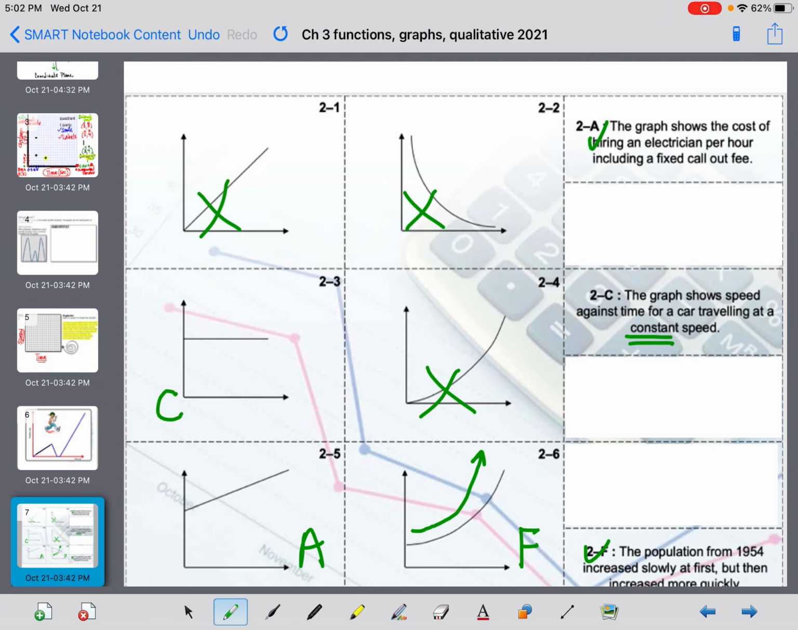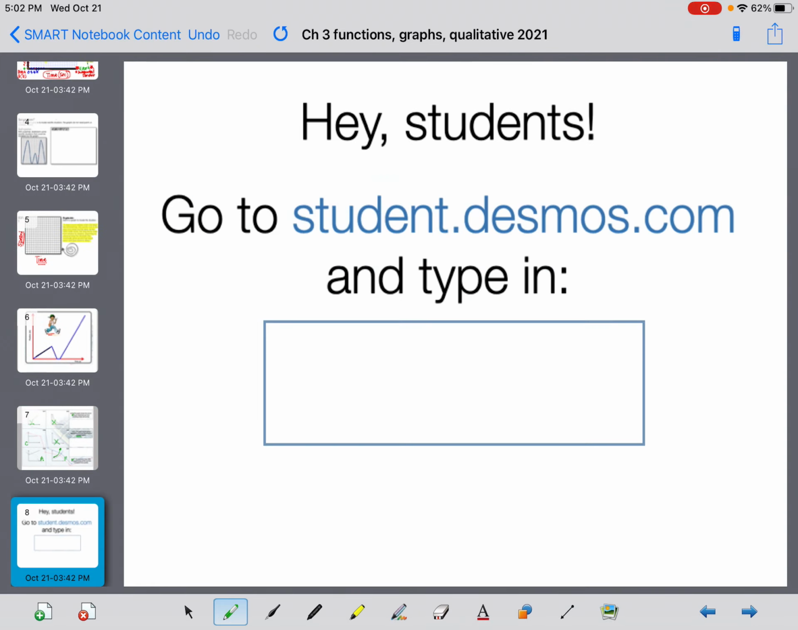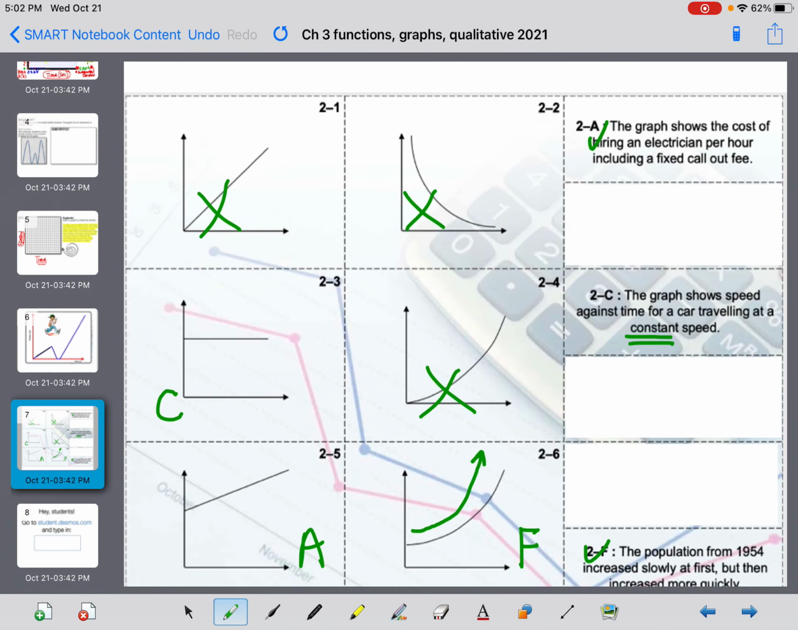Okay, so that's how I do that. I use this process of elimination in order to decide which graph matches. And you can do that on your homework today. Try and read through those scenarios and then use that to help you solve your equations, or figure out your graph that matches.